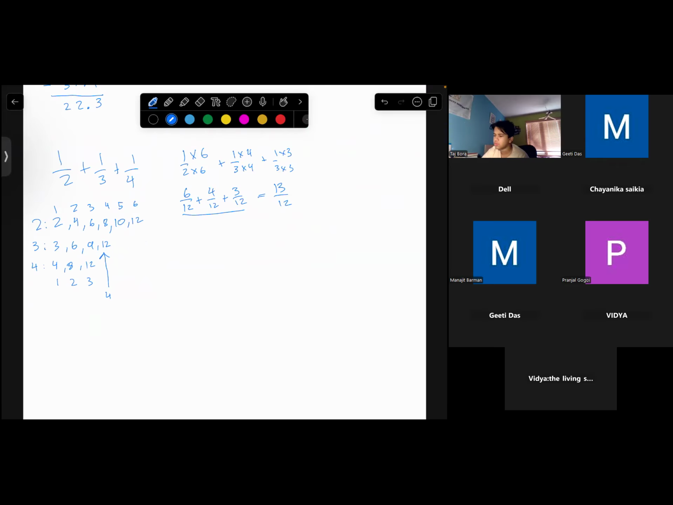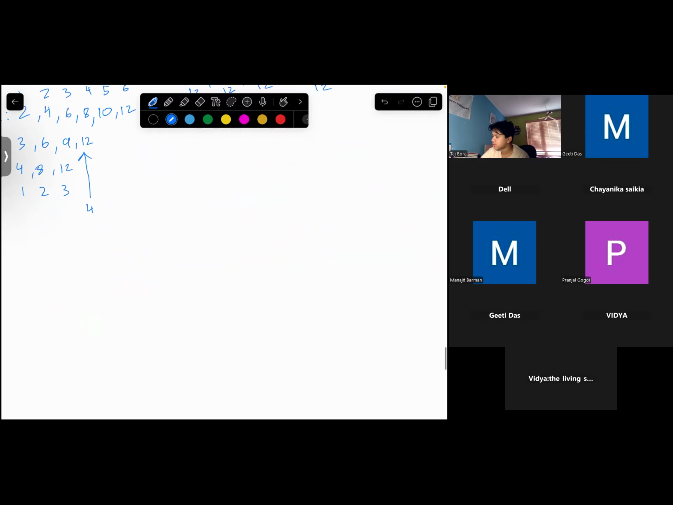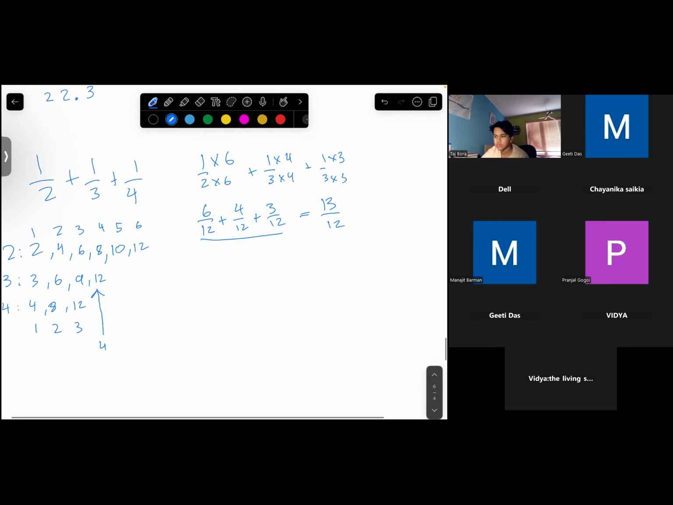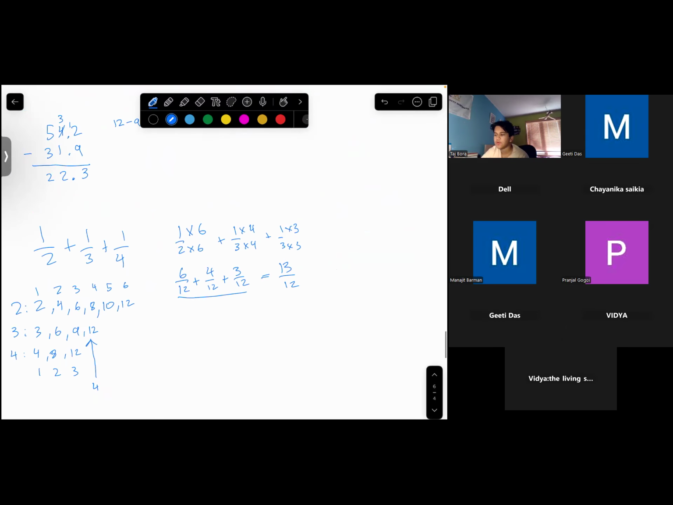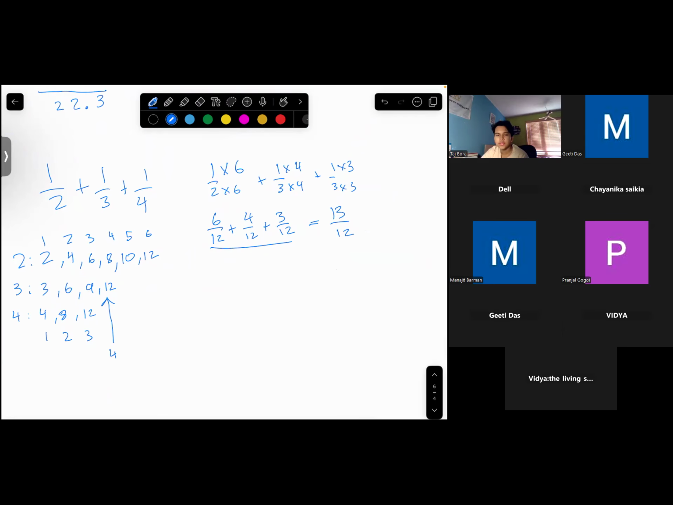This is probably the more tricky one. So does anybody have any questions on this? All right, then I will show the answer. Ask them if they got the right answer. Oh, so did you guys get this as your answer? 13 over 12?